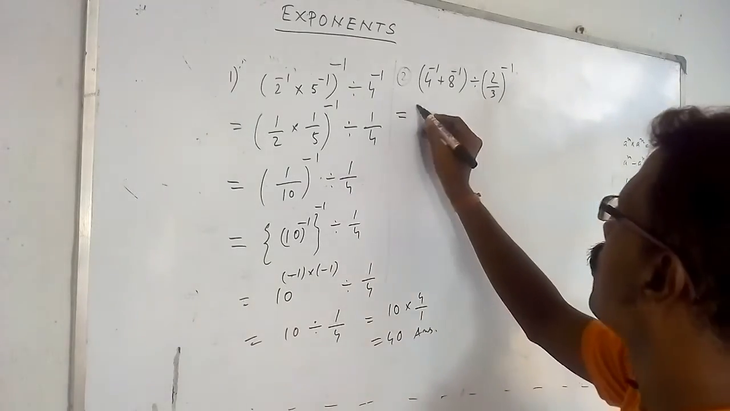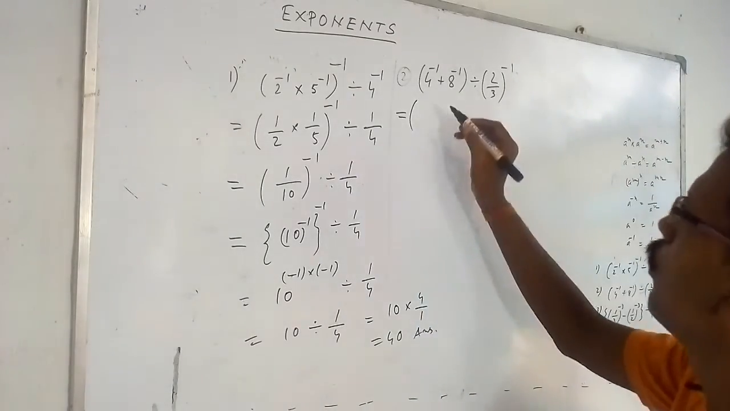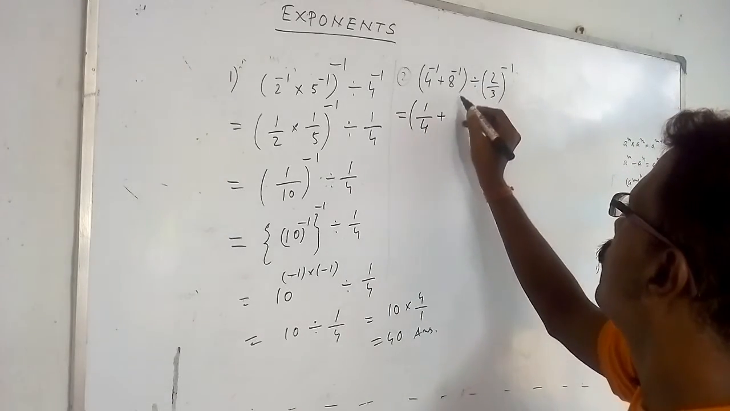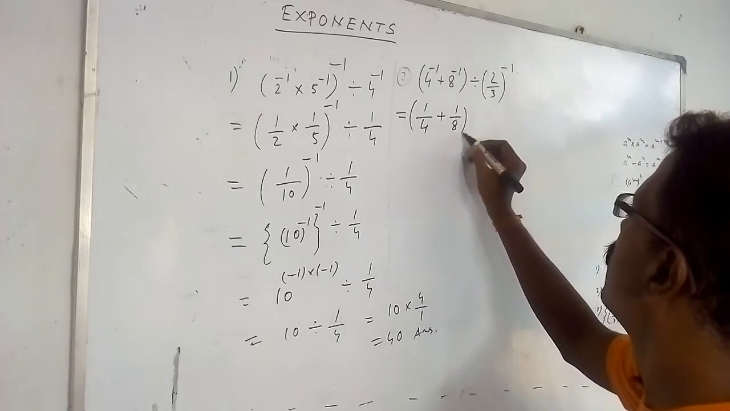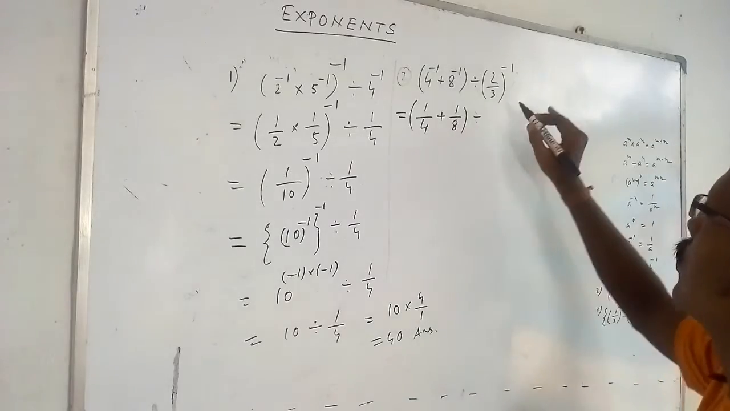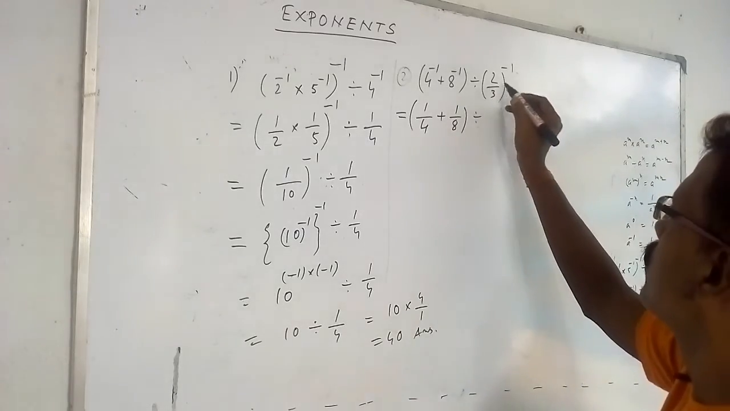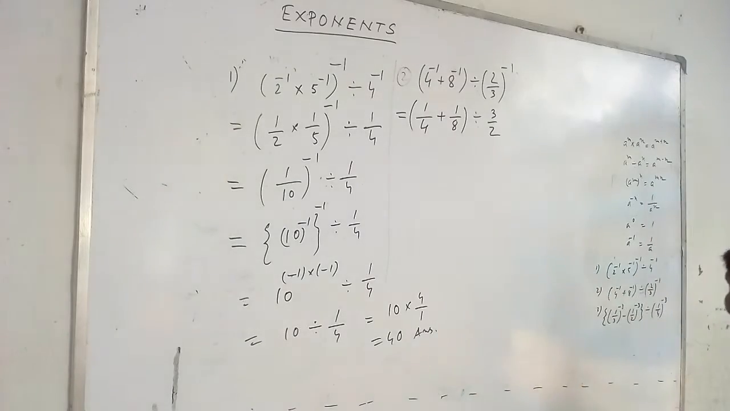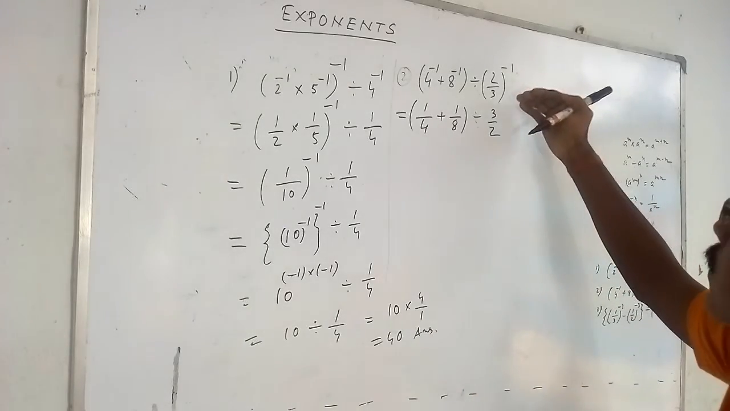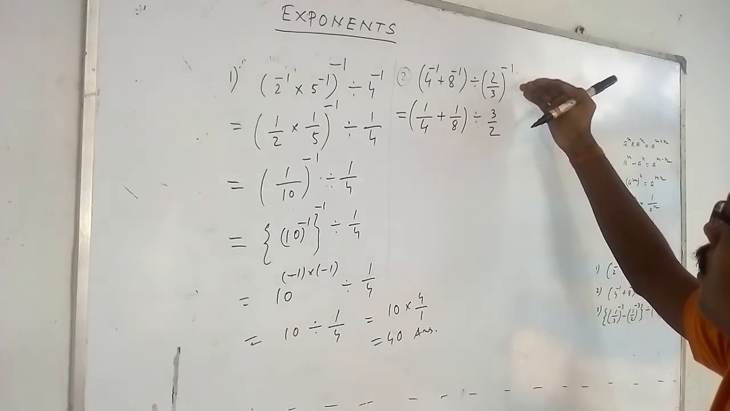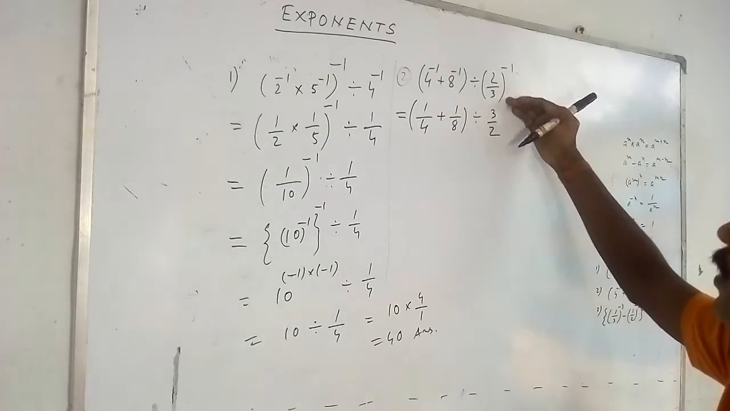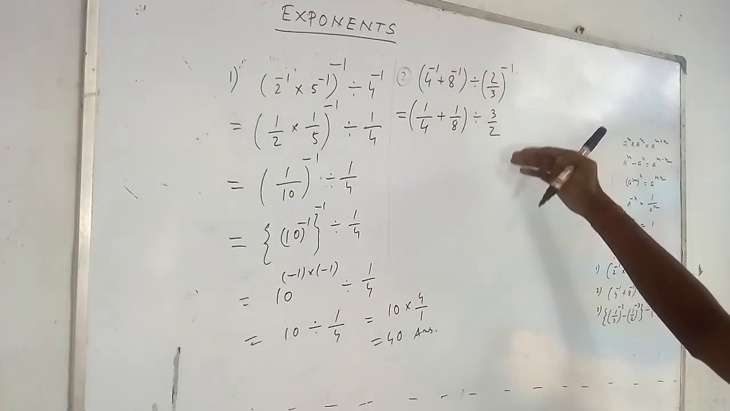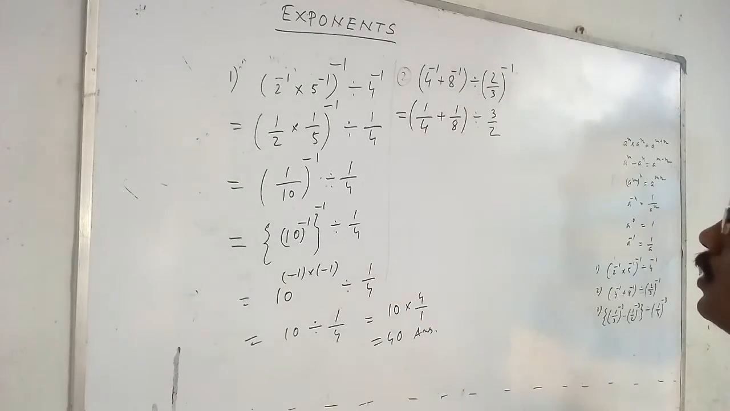Now again just use the formula you have learned. 4 to the power minus 1 means 1 by 4, 8 to the power minus 1 is 1 by 8, divided by 2 by 3 whole to the power minus 1. This fraction will be reversed, that is 3 by 2. A fraction to the power minus 1, therefore the fraction will be just reversed. The reciprocal of the fraction will be written here.